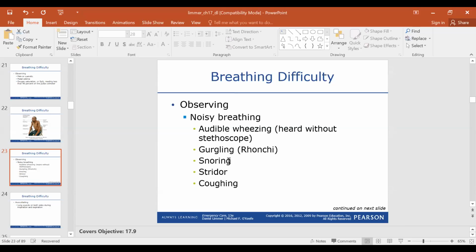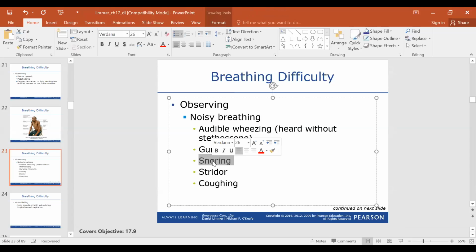Snoring. We know where snoring is from, right? Where is snoring coming from? The upper airway. It's your tongue. That's just when the patient's unconscious, muscle tone is relaxed, a tongue is a muscle, it flops back, and that's where that snoring sound is coming from. It's that air coming out of your airway and just flopping that tongue around.